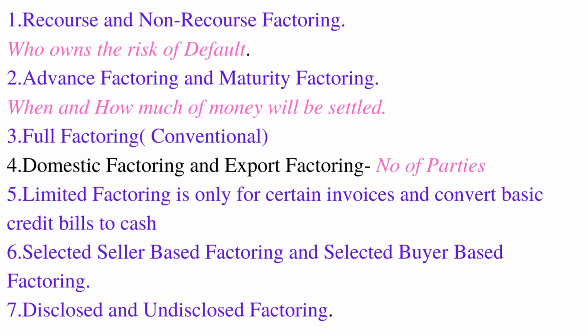In case of disclosed factoring, the name of the bank or the financial institution or the factor is mentioned in the invoice. In case of undisclosed factoring, the name of the factor is not mentioned and the buyer and seller will not be informed about these details.